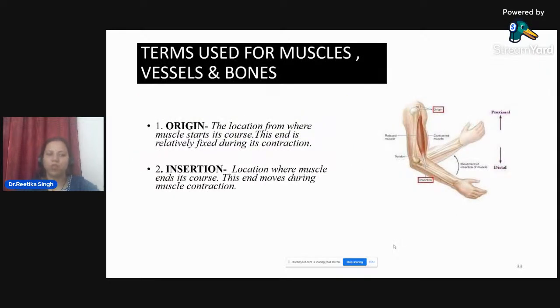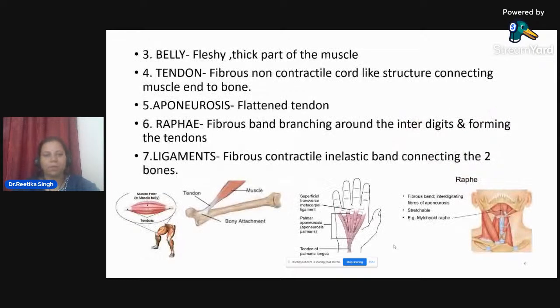terms which are used for muscles, vessels, and bones. Origin, the location from where the muscle starts. This end is relatively fixed during its contraction. Origin is the part where the muscles originate and start, and it is fixed during its contraction movement. Insertion is the location where the muscle ends and it moves during the contraction of the muscle.